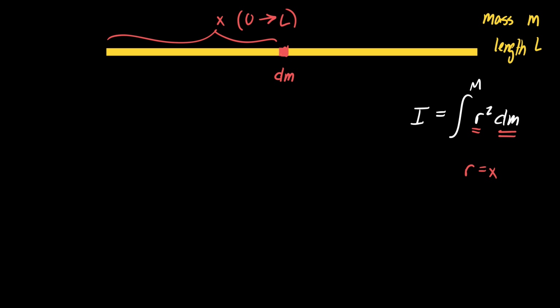Next, define the size of your piece using the variable you created. I created X. I'm going to define my piece as being a little bit in the X direction.